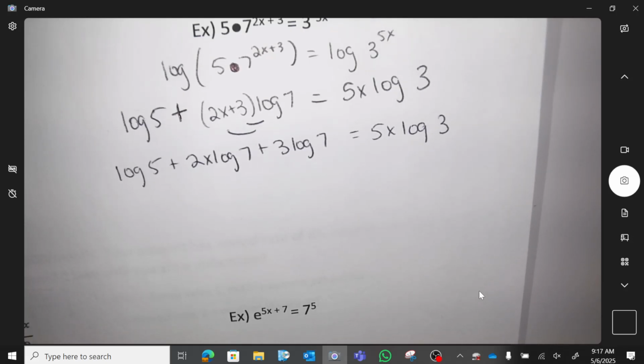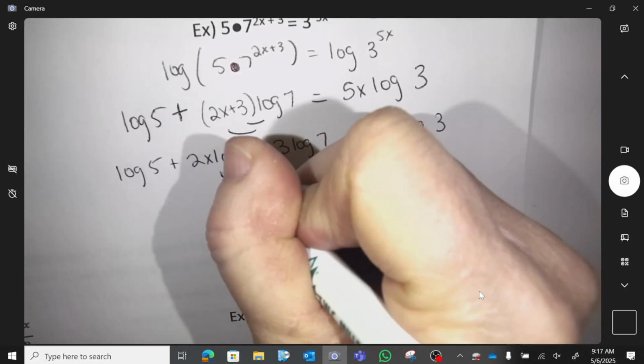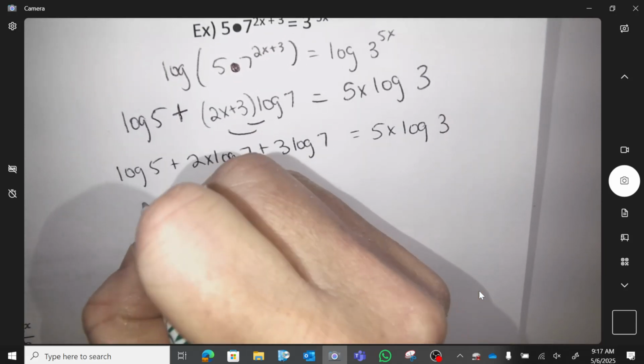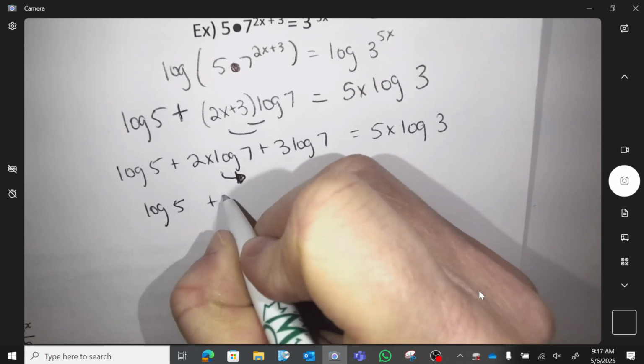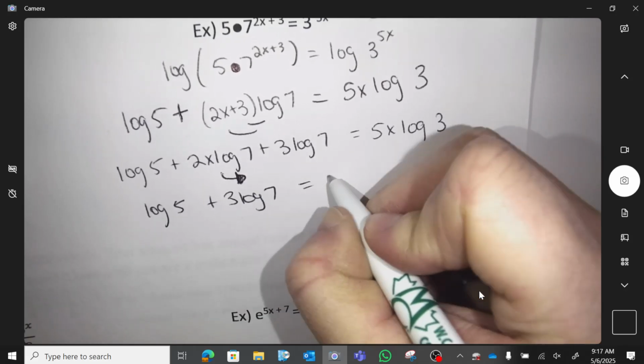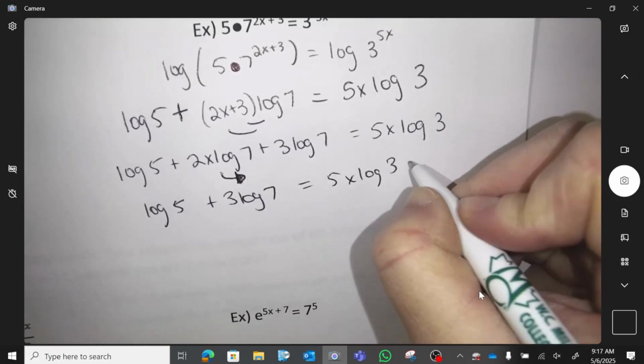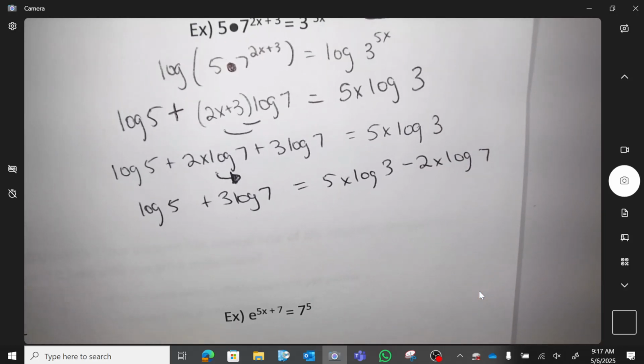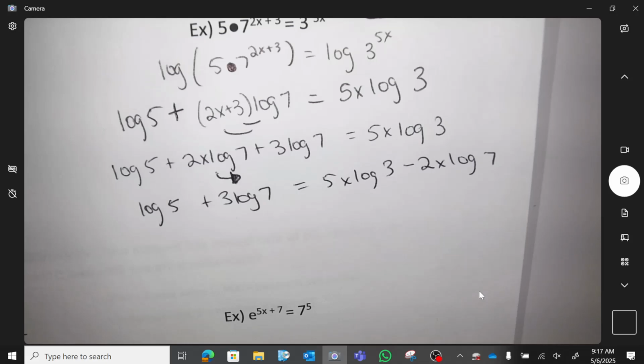Okay, now algebraically, everything that has an x in it will have to be on the same side of the equation. So I'm going to make that move. log 5 doesn't have an x, 3 log 7 doesn't have an x. Okay, so that's my next item up. I move things with x's together, without x's together.